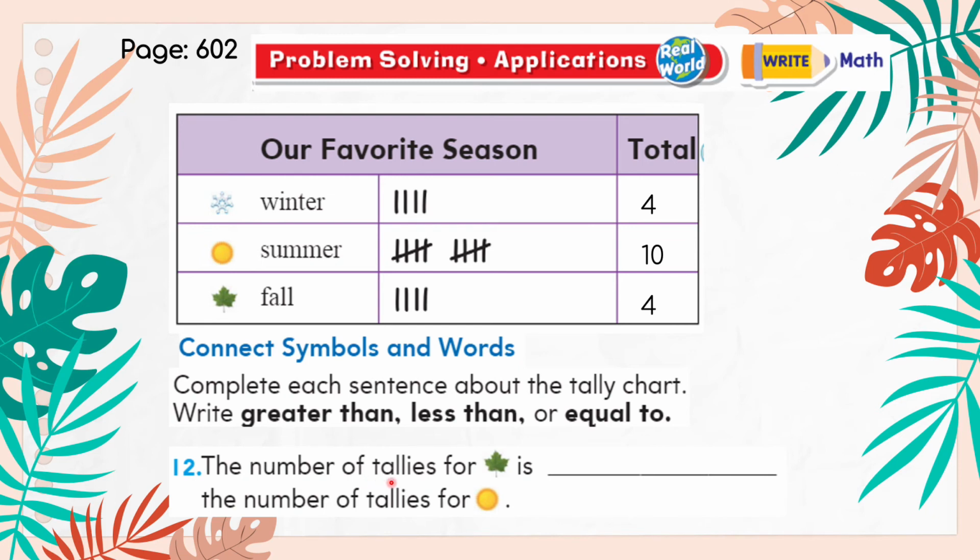The number of tallies for fall is dash, the number of tallies for summer. So for fall we have 4. For summer we have 10. So 4 is less than 10. That's what we are going to write here. The number of tallies for fall is less than the number of tallies for summer.